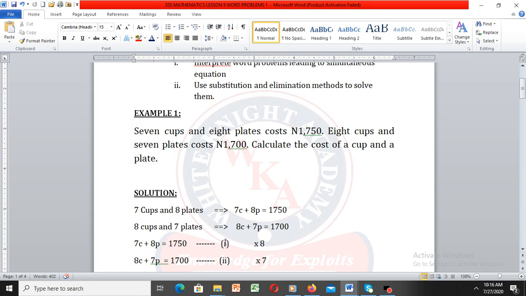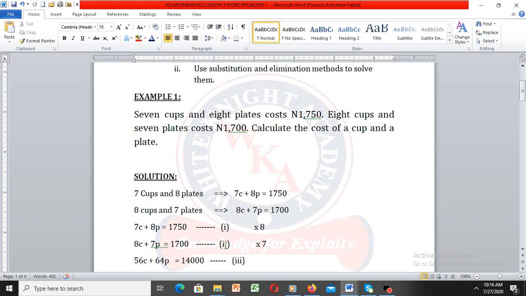Equation 1, equation 2. Then in order to solve, we're going to be using the elimination method this time around. But why? Because the coefficients of C and P are not 1. Just multiply the first equation by 8, equation 1 multiplied by 8, then equation 2 multiplied by 7. In doing that, we ensure that the coefficient of C becomes the same. And then you go ahead to eliminate by subtracting.